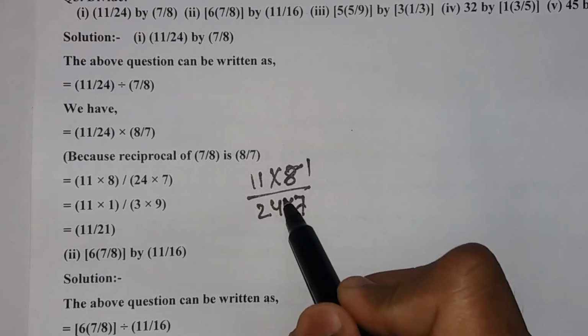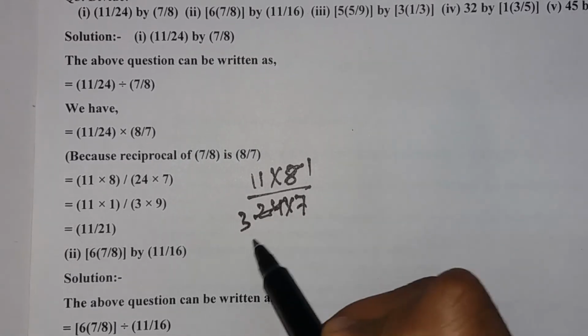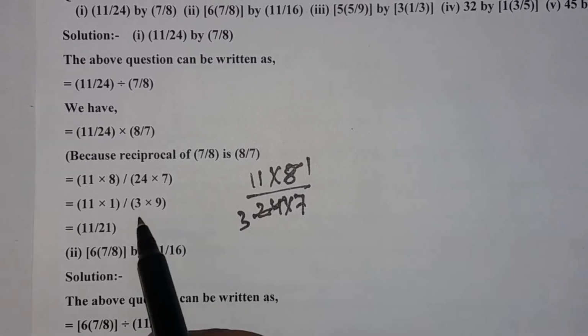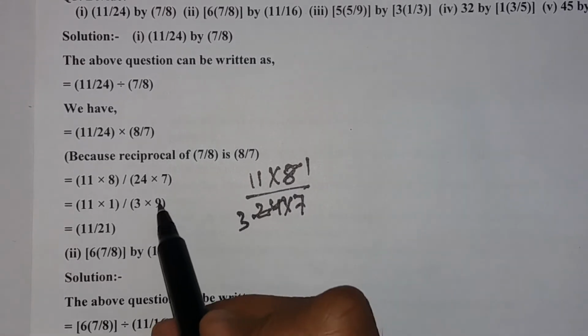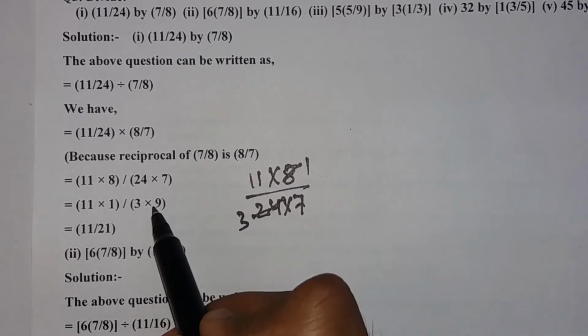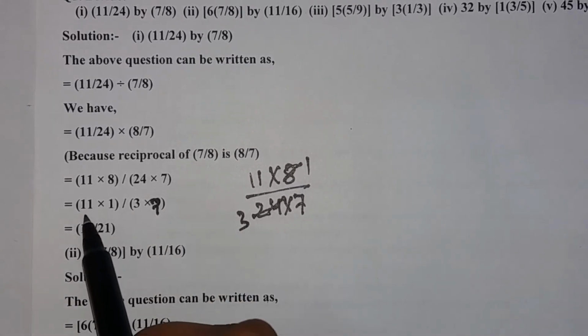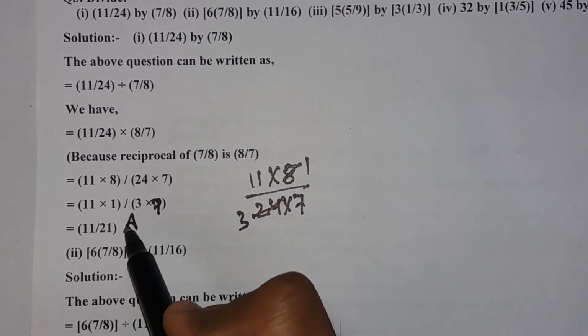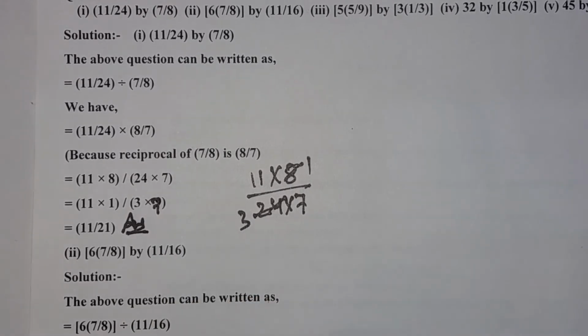We can cancel it by 3 times. 8 3s are 24. So it will be 11 into 1 upon 3 into 7. So by solving it, 11 1 is 11 and 3 into 7 will be 21. So 11 upon 21 will be the answer.